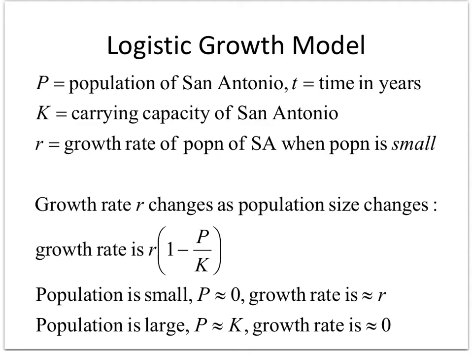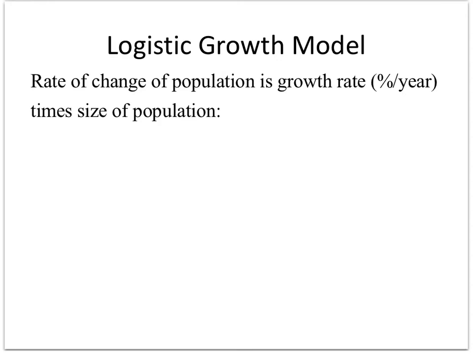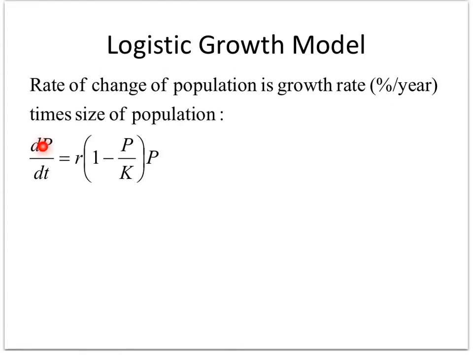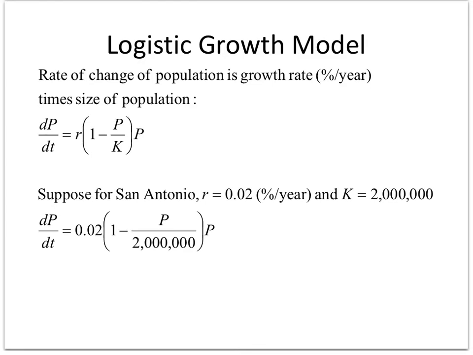There will always be some kind of growth, but it's getting smaller and smaller as my population gets larger. So the rate of change of population is the growth rate, percent per year, times the size. So the change in the population over the change in time is the growth rate times the population. Suppose for San Antonio, once again, we look at 0.02% per year, and this is our carrying capacity of 2 million. So we plug in the values to get our formula for the change in population over change in time, once again, our differential equation.